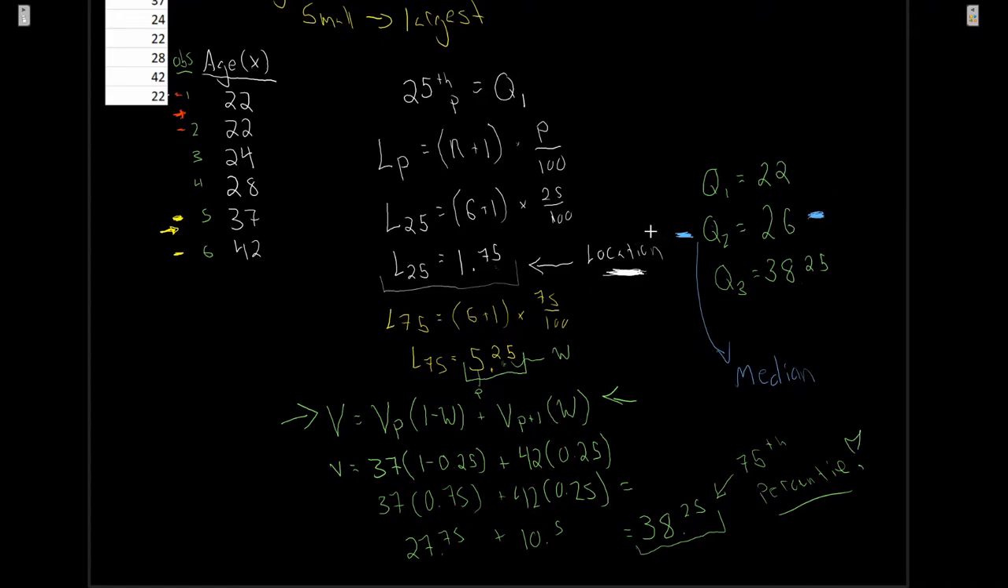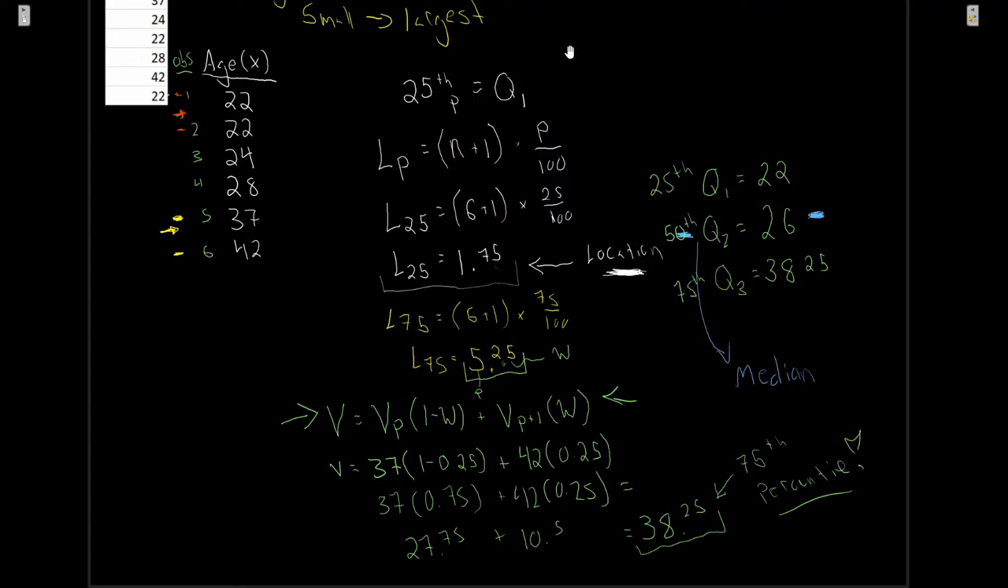Again, you're like, wait, what was the quartile again? This is our 25th percentile, quartile 1. This is our 50th percentile, quartile 2. This is quartile 3, the 75th percentile. So in each case, P would be 25, P would be 50, P would be 75. That's our percentiles. That is our first bit of measures of location.